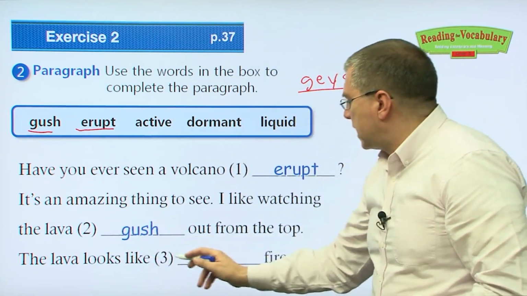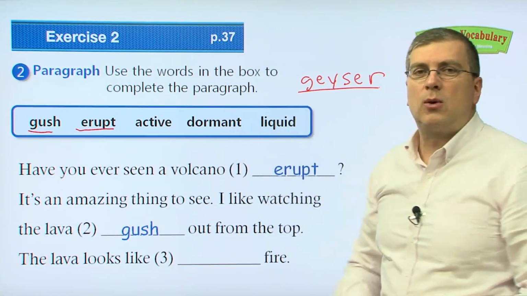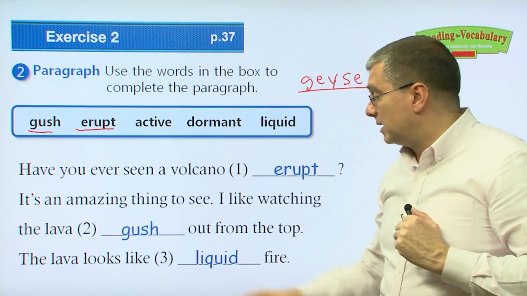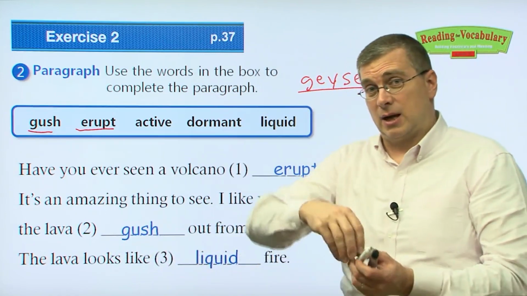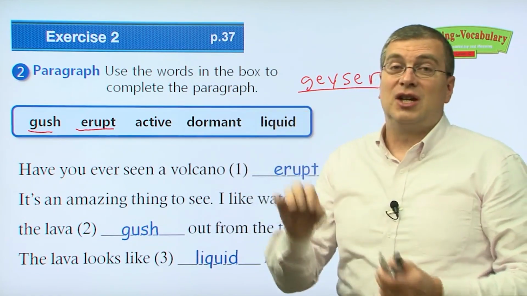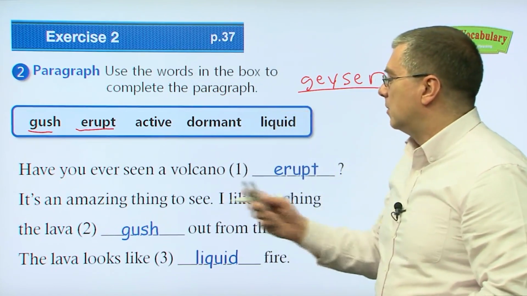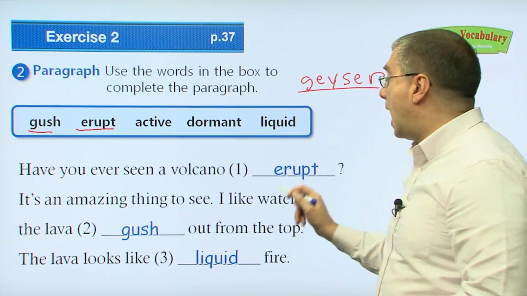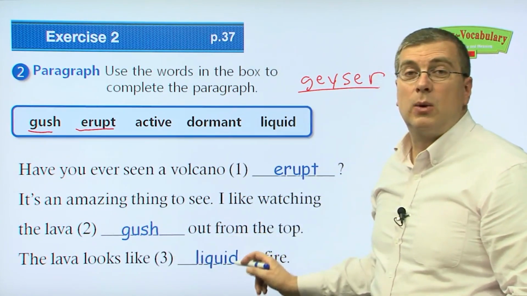Okay, the lava looks like blank fire. What kind of fire? Is it active, dormant, or liquid fire? Remember when we saw the video? The rock looked like a what? Liquid. It looked like a liquid. So the lava looks like liquid fire. It's like a liquid that is on fire. And actually, it's very dangerous. It is a liquid, and if you touch it, your skin will become on fire. So don't touch lava. Don't get near lava, okay? So those are our words. Have you ever seen a volcano erupt? It's an amazing thing to see. I like watching the lava gush out from the top. The lava looks like liquid fire.